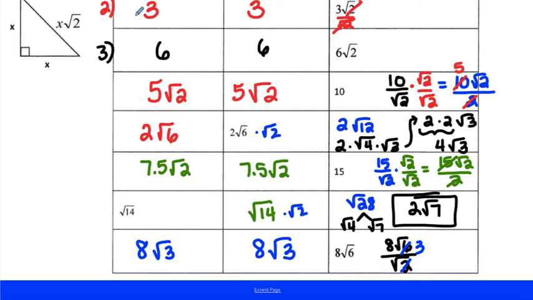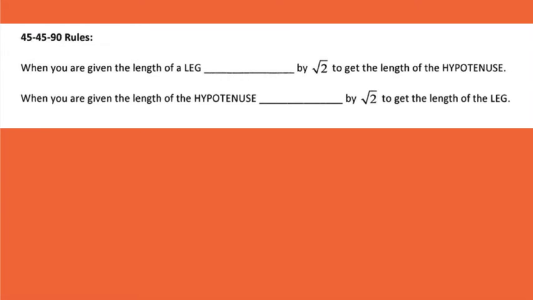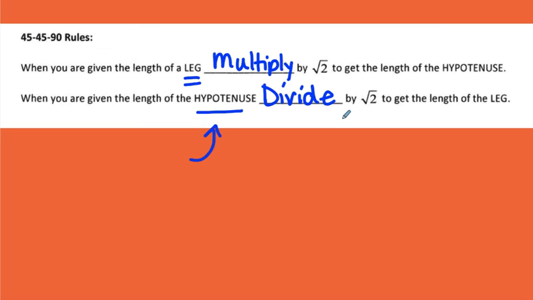So if you had any trouble with this, no problem. Just pause, go back, rewind. But here's basically the rules that happen. When you're given the length of a leg of the triangle, you multiply by root 2 to get to the hypotenuse. When you're given the length of the hypotenuse, you divide by root 2. Remember, the hypotenuse is the longest. So you're wanting to make it smaller if you have the hypotenuse to get to the legs. That's why we're dividing. We're making it smaller.